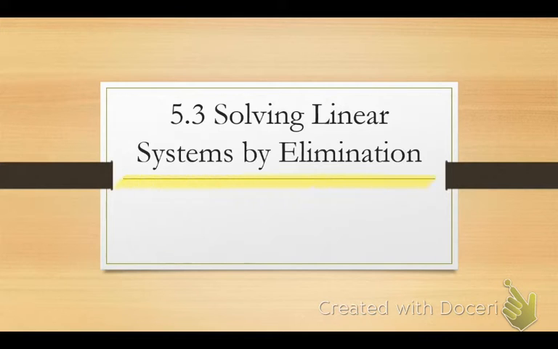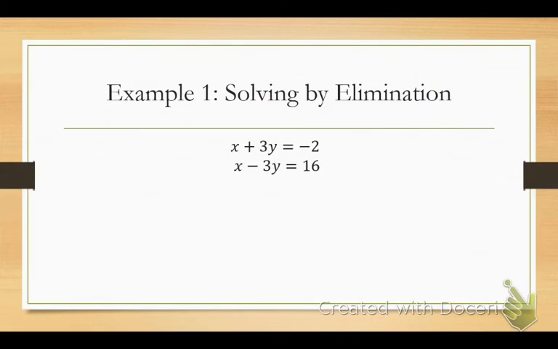Okay, so to solve linear systems by elimination, if I'm eliminating, that means I'm looking for one of the variables to be the opposite of the other one. With elimination, you are going to add the equations together. So here's system number 1.